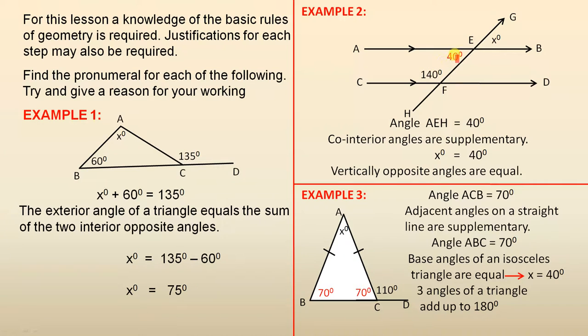So 140 plus 40 is 180. Therefore x must be 40 degrees. Of course, if that's 40, that's 40. And the justification is that vertically opposite angles are equal.